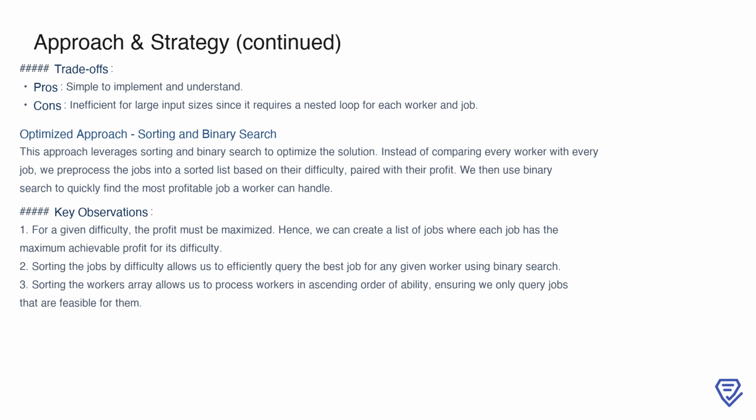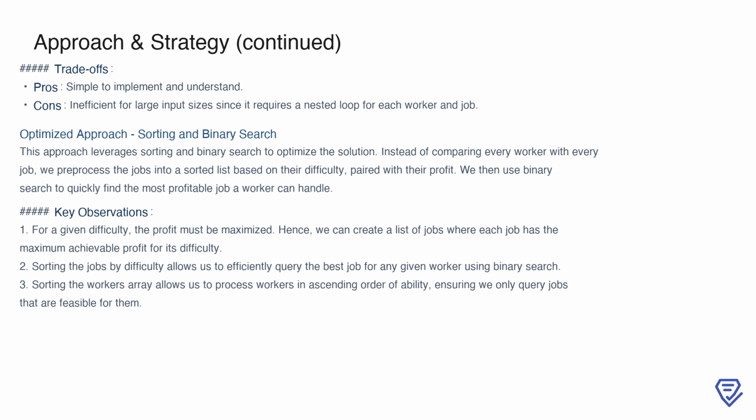Here's the key idea: instead of comparing each worker with every job, we pre-process the jobs into a sorted list based on their difficulty and profit. This allows us to efficiently look up the best job for any worker. One important observation is that for any given difficulty level, we only care about the job that offers the maximum profit. By sorting the jobs, we can ensure that as difficulty increases, the corresponding profit is also maximized.